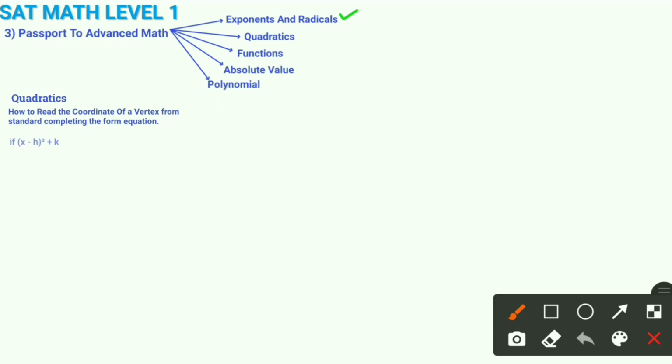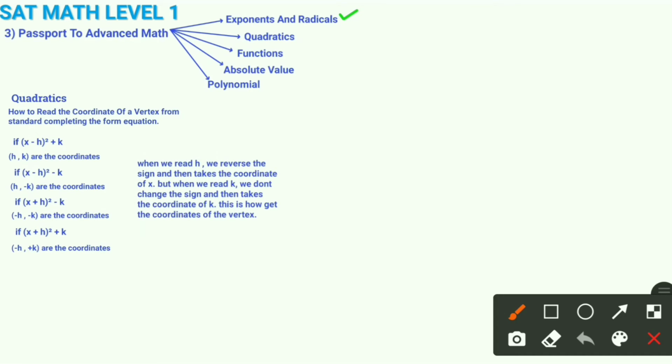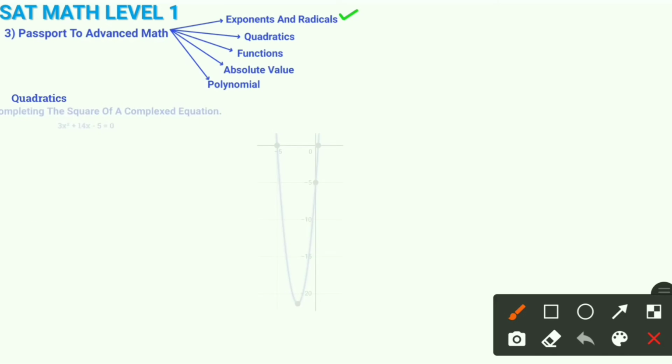How to read the coordinates of a vertex from the completing the square form of the equation. When we read h, we reverse the sign and then take the coordinate of x, but when we read k, we don't change the sign and then take the coordinate of k. This is how we get the coordinates of the vertex.